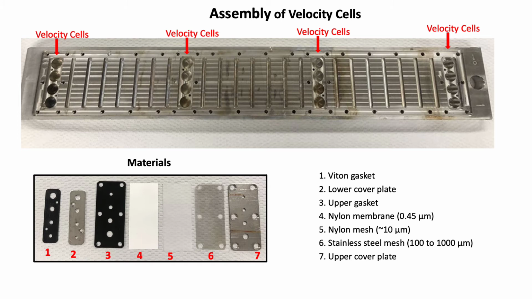The nylon membrane is again in this case a 0.45 micron. And for velocity measurements, if the relationship that was developed in the Schneider et al. paper is to be used, it is important to use the same nylon membrane, the same nylon mesh, and a stainless steel mesh so that the total thickness between the water in the velocity cell and the sediment remains the same.